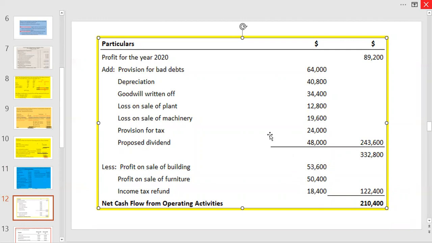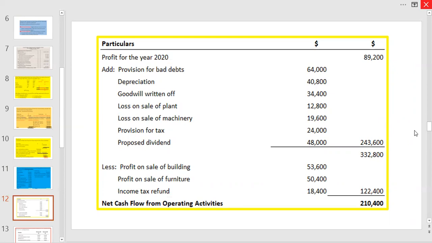Hope the students will understand that sales proceeds of these assets are inflow of cash and will be shown in some other part of the cash flow statement, not in the operating activity. Other details are accrual expenses, non-cash again, therefore those are either added or deducted.